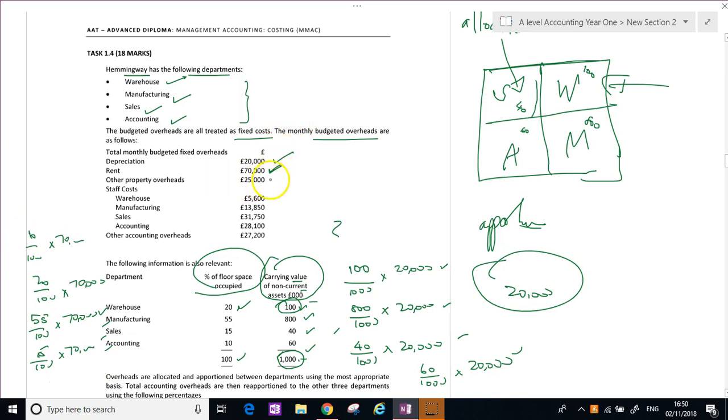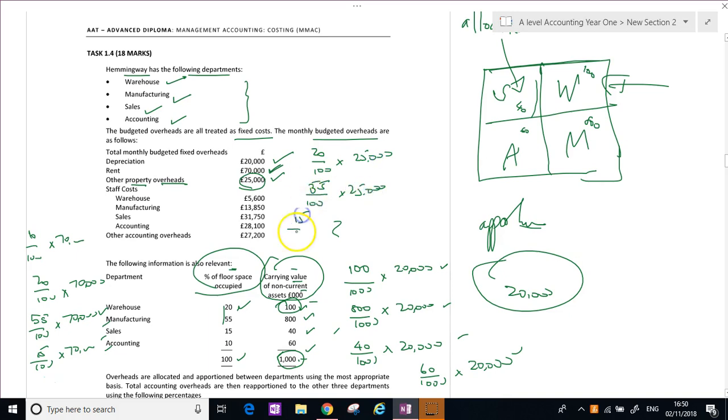Then it says other property overheads. So I guess this is a clue. You could argue, these are the only bases you have for the value of the assets. You probably would have to go with floor space, and what you will end up doing is splitting up this again based on the floor space, because it's probably as close as you can get. Remember, we're just almost looking for estimates or guesstimates. So for example, warehouse again will be 20 over 100 times 25,000. Manufacturing will be 55 over 100 times 25,000.